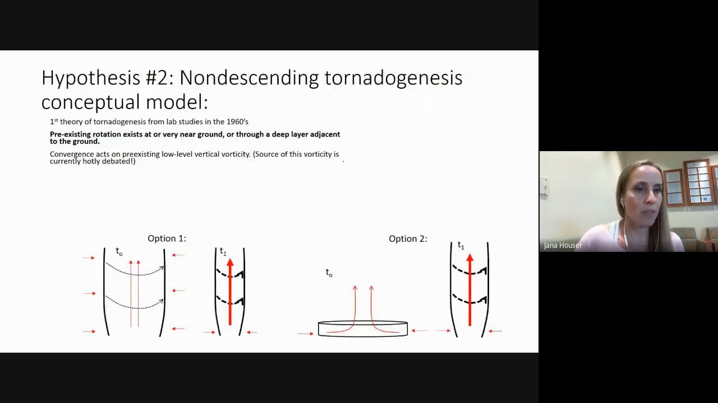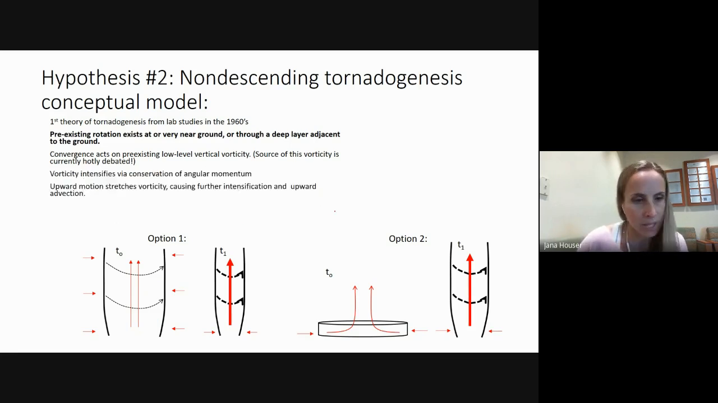All right, so the second hypothesis, this non-descending tornadogenesis hypothesis, was interestingly actually the first theory that described tornadogenesis, and it was based on laboratory wind chambers from the 1960s. And in this case, you basically had an updraft, and you had pre-existing swirling flow that was being fed into the updraft from the low levels. That updraft essentially pulled that rotation upward, and through a combination of advection as well as conservation of angular momentum, your rotation intensified and formed a tornado.